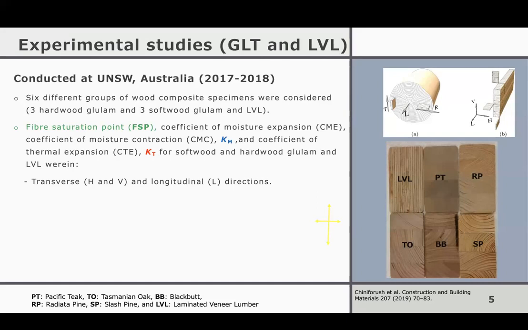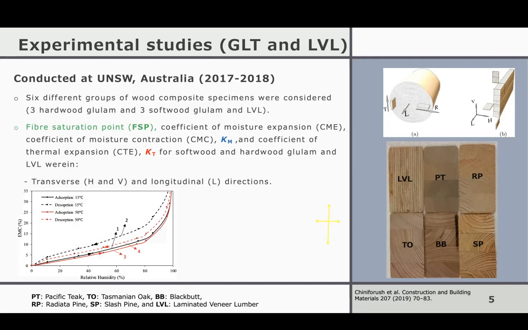So the experimental study was first initiated at UNSW, University of New South Wales in Australia around 2017. 6 different groups of laminated wood composite were considered, 3 hardwood glulam and 3 softwood. So these are the softwood beams and these are the hardwood beams. The anatomy of softwood and hardwood are a bit different. So that's why we're curious to see how that anatomy change leads to different behavior in moisture change.